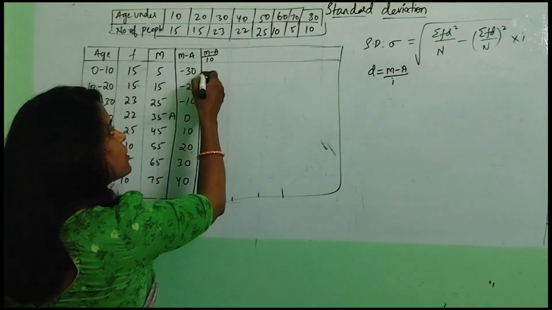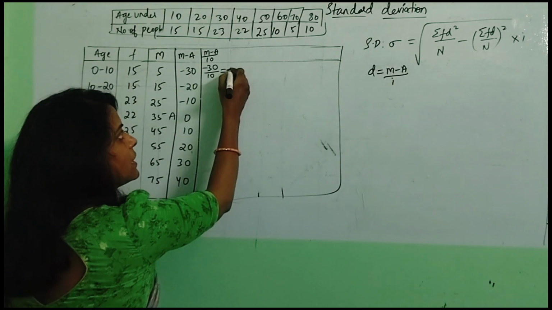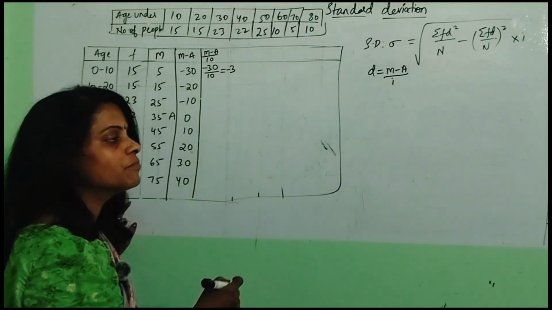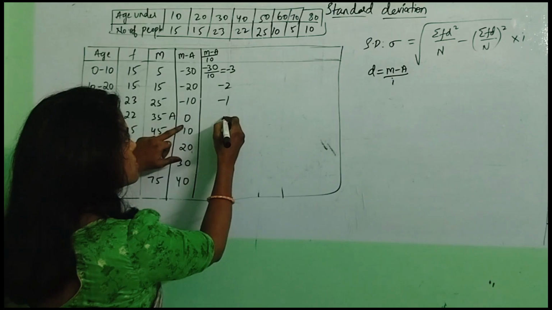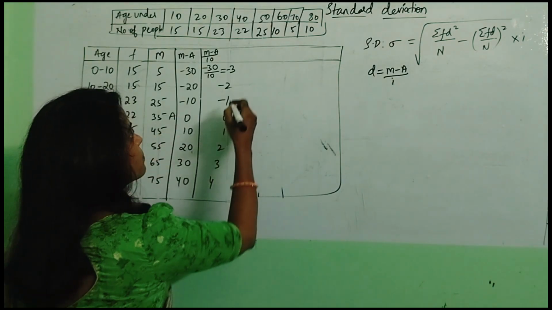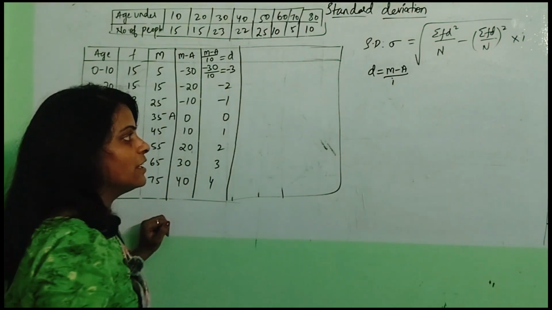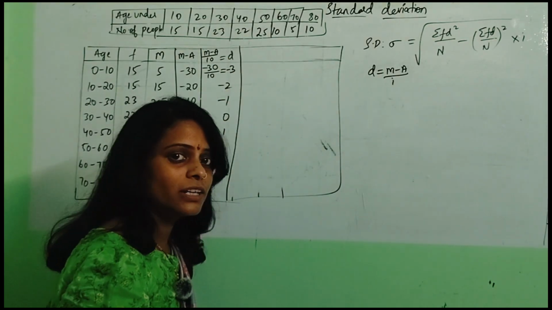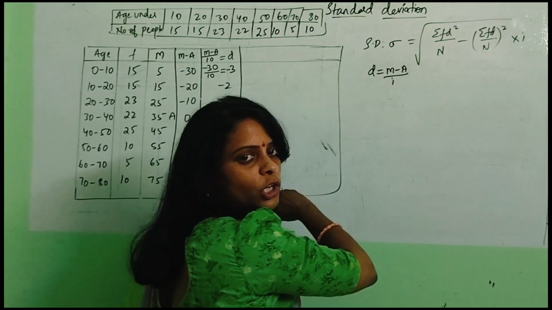I'll write it out so that you can understand the rest of the things. So minus 30 by 10. What is minus 30 by 10? Minus 3. Next it will be minus 2, minus 1, 0, 1, 2, 3 and 4. So this is the D value. We got the D value. Next, what do we need to find out here? See the formula, you will know what to find out.